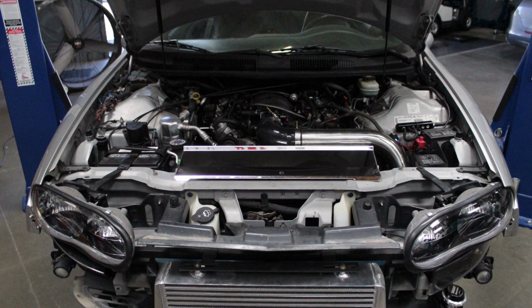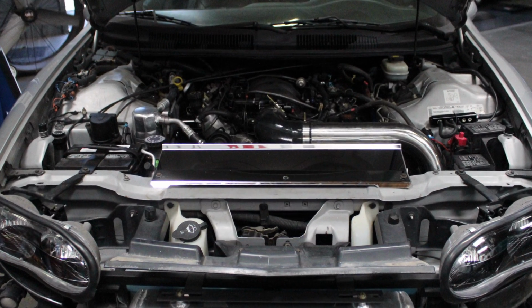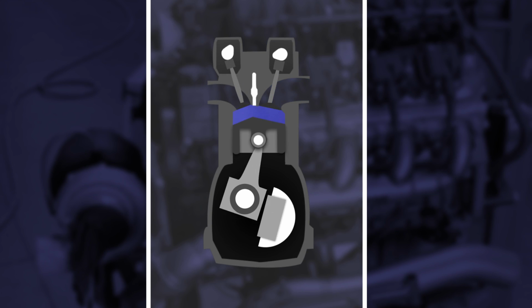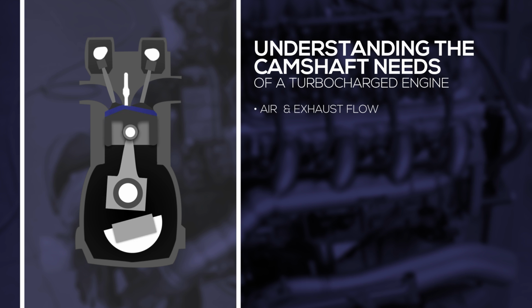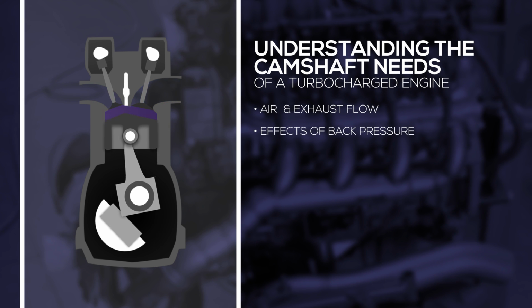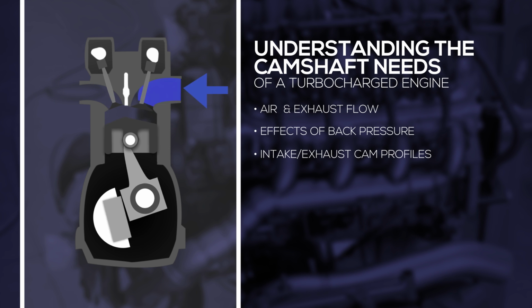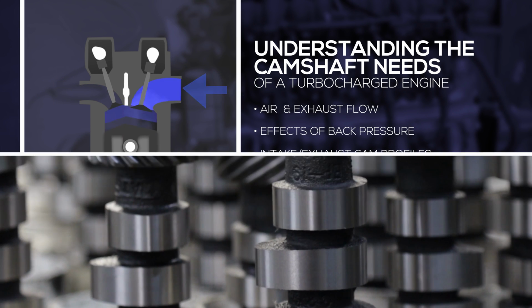Today, we're going to dive into the science of creating a camshaft optimized for turbo applications. To understand the camshaft needs of a turbocharged engine, we have to look at how air and exhaust flow through the cylinder, how back pressure affects this flow, and how the intake and exhaust cam profiles and valve event timing should be used to control it.